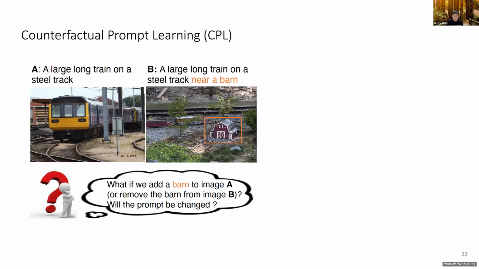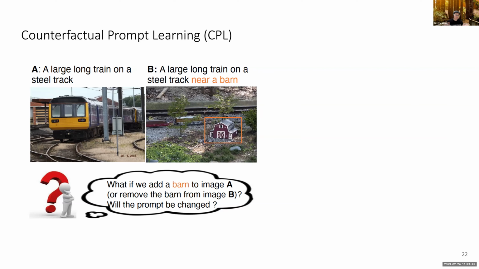Okay. For example, here, given, say, two images and their corresponding text prompts. The left image is associated with prompt A, a large long train on a steel track. The right image is associated with prompt B, a large long train on a steel track near a bar. Okay, and you can see those two images are pretty similar, and their text prompts are also similar. But the key difference between those two images is the bar near the long train track, right? So we can actually ask what if questions to identify the key difference between those two images. Like, say, what if we add a bar to image A or remove the bar feature from image B? Will the prompt be changed?